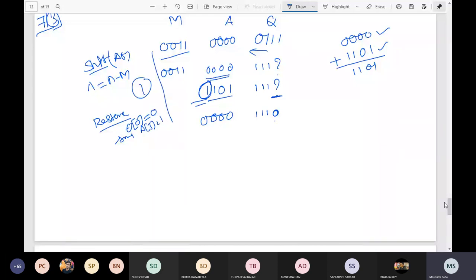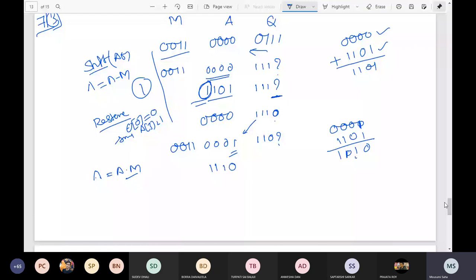You will do the same thing again. You do the left shift, that position will be vacant, and this one will be coming here, so 000. After this, you should do A equals A minus M, the same operation again. So what is A? That is 0000, and minus M is 1 1 0 1. So your result will be 1 1 1 0, and here you have to take the decision for this bit.